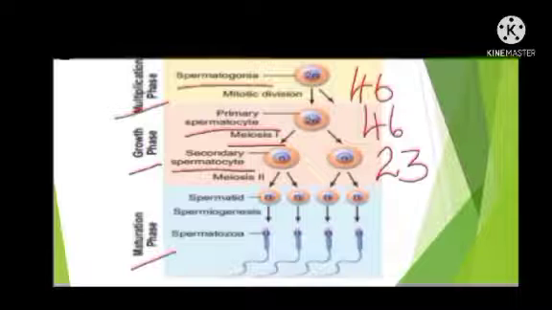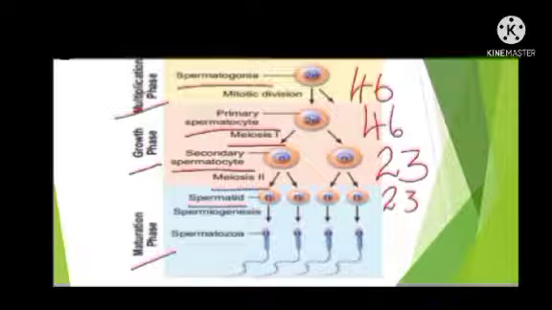Now, these two secondary spermatocytes undergo second meiosis and as a result, 4 haploid spermatids are formed. How many cells are formed? 4 cells are formed and they are haploid in nature, because they are formed as a result of the second meiotic division. And these cells are called spermatids. So 4 spermatids are formed.